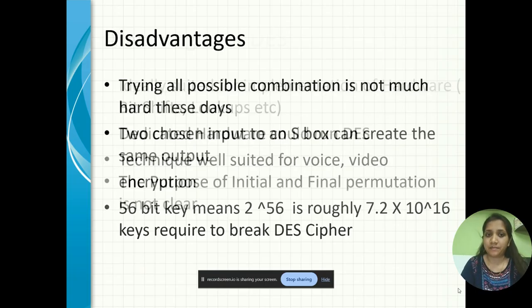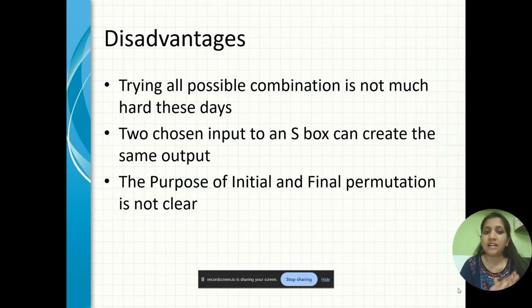The disadvantages are that trying all possible combinations is not very hard these days. So it could be easy to break this process. Two chosen inputs to an S-box can create the same output. The purpose of the initial and final permutation is also not so clear.